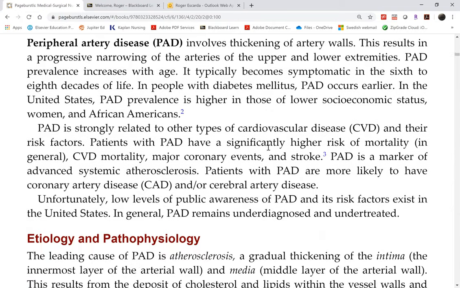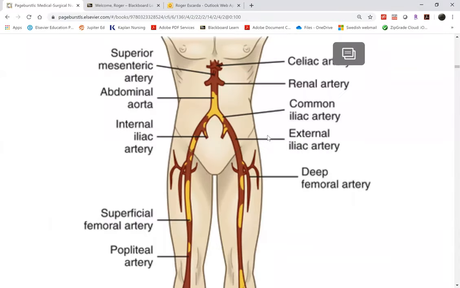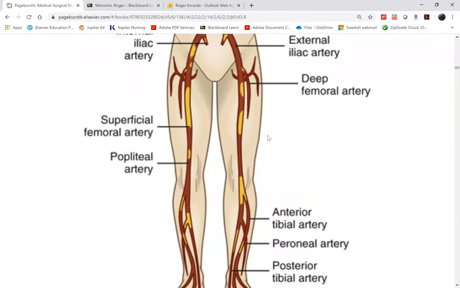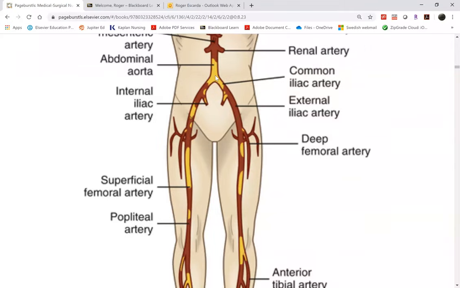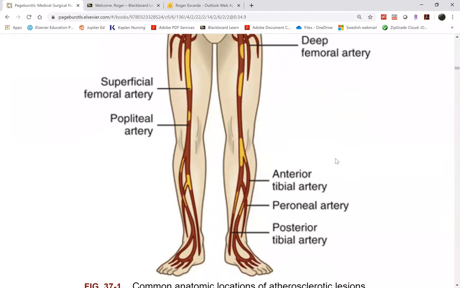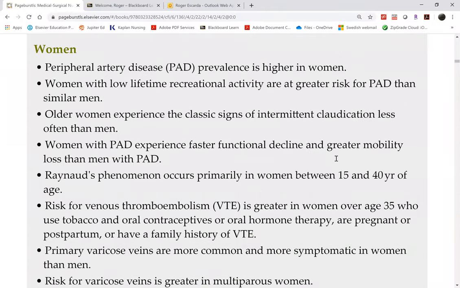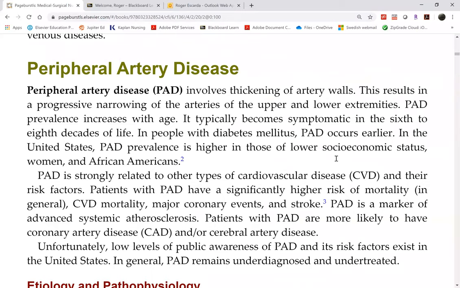There's a picture here demonstrating where they commonly occur. Figure 37.1. These are the common sites where you have the atherosclerotic plaque. So these are the obstructions, and the main thing to remember here is this is an arterial disease. So this can be serious because this involves blood flow to the extremity.